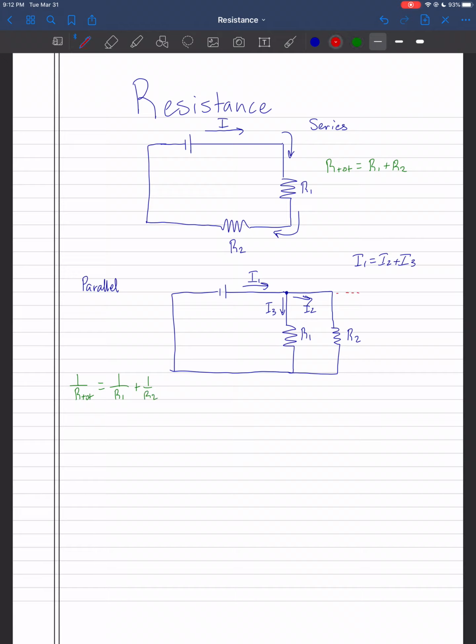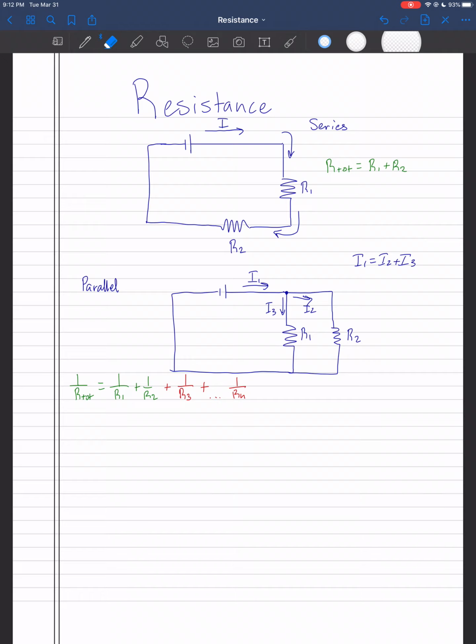Let's say I had another resistor, and let's say this was R3, and I had a bunch until I got to Rn, okay? So that's my nth resistor. I would find that 1 over R total is equal to 1 over R1 plus 1 over R2 plus 1 over R3 all the way to 1 over Rn, depending on how many resistors you have, okay? But this formula will hold up for any number of resistors in parallel.